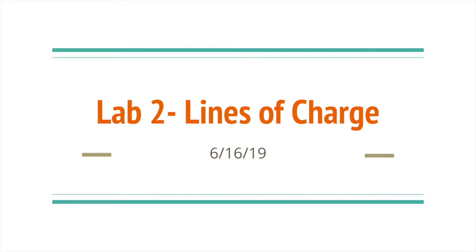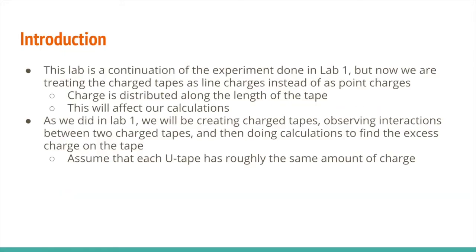This is Lab 2, Lines of Charge. This lab is a continuation of the experiment done in Lab 1, but now we are treating the charge tapes as a line charge instead of as point charges. This means that the charge is distributed along the length of the tape instead of concentrated in one spot, and this will affect our later calculations.